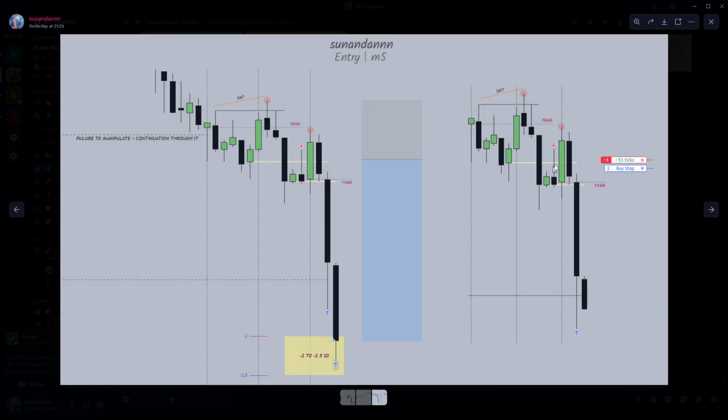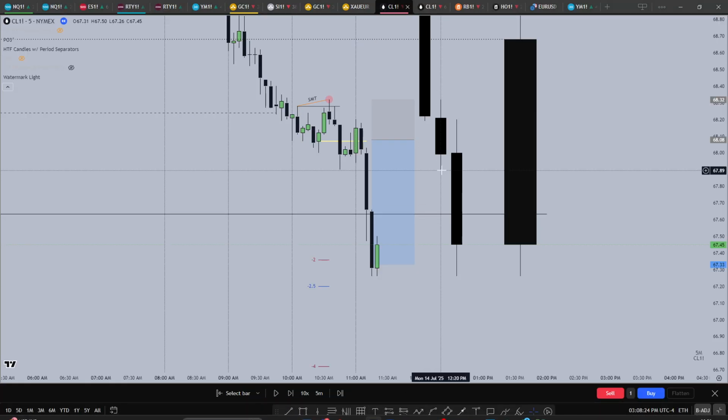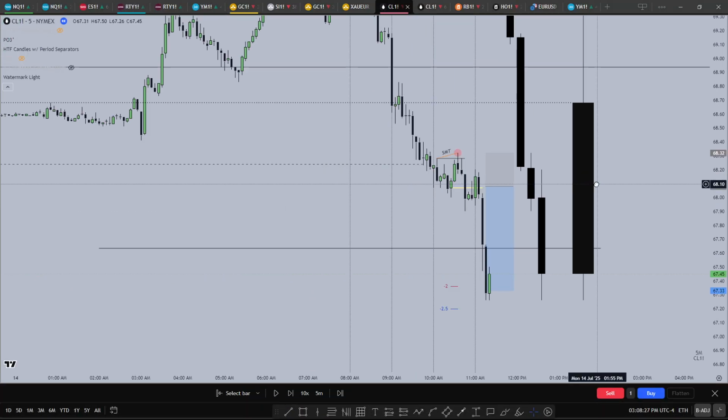Then the entry got filled here, partial around EQ, I guess, and then at standard deviation I took the rest 1 or 2 points lower than it. So I took full off there, partial around EQ around here. I do not exactly remember. Then TP'd full around here. This was my only position from today.